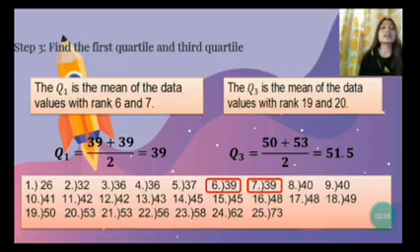So next is the third quartile. It is the mean of the data values with rank 19 and 20. So in rank 19, there is 50 and in rank 20, 53. So 50 plus 53 equals 103, divided by 2 equals 51.5. So 51.5 is the value of the third quartile. So that's it. I hope you understand this topic about quartiles.